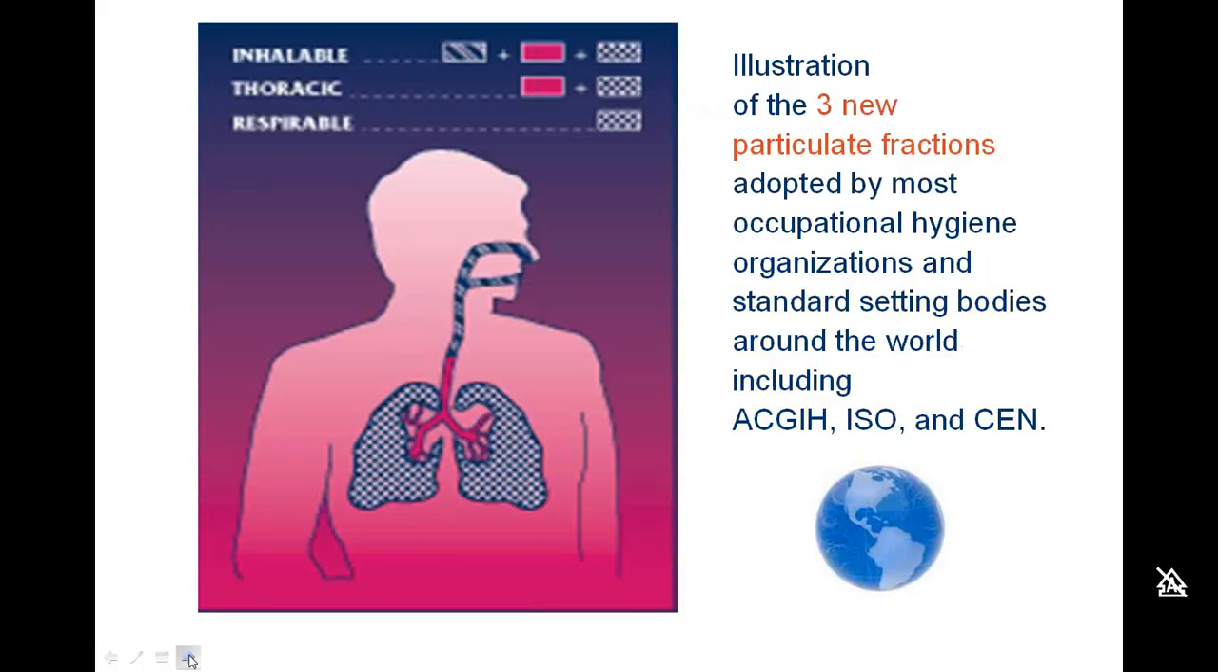Here you can see an illustration of the three new particulate fractions. Inhalable particulate is material that is hazardous when deposited anywhere in the respiratory system, including the nose and mouth. Thoracic particulate is hazardous material deposited within the lung airways and down to the gas exchange region of the lungs. Respirable particulate is that deposited within the gas exchange region.